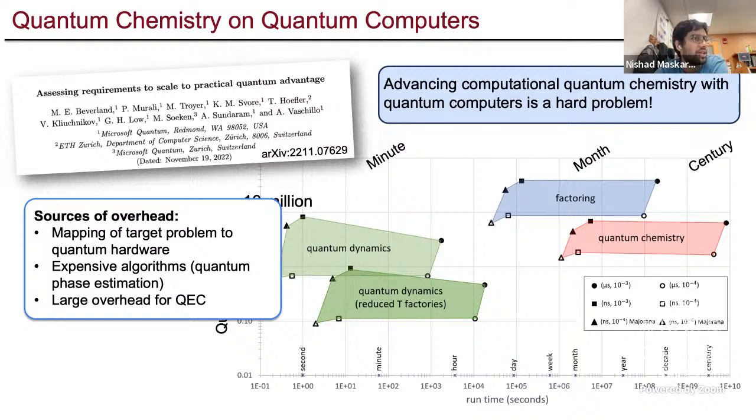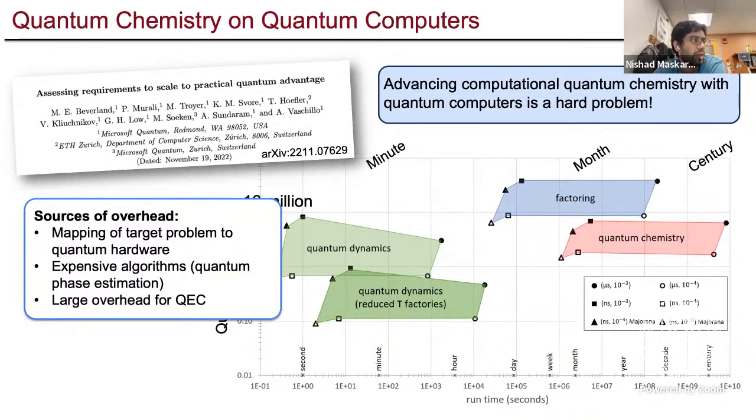So we've been very interested in trying to understand, how can we really cut down on these resource overheads and make the problem much more efficient? And in particular, there's three things that really contribute to this very large overhead. The first is the mapping of the quantum chemistry problem to the quantum hardware, which in general is very expensive in the standard approach. The second one is the algorithm itself. Quantum phase estimation is oftentimes quite expensive. And lastly, there's also a very large overhead coming from quantum error correction.